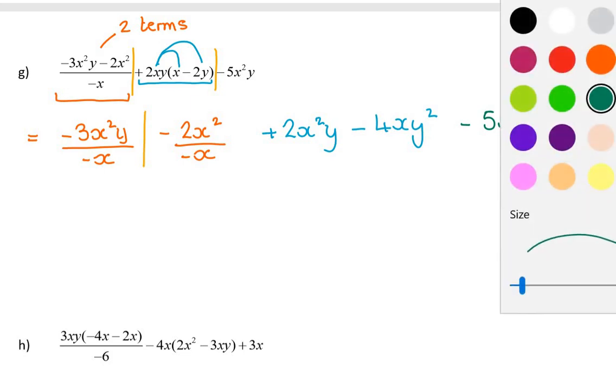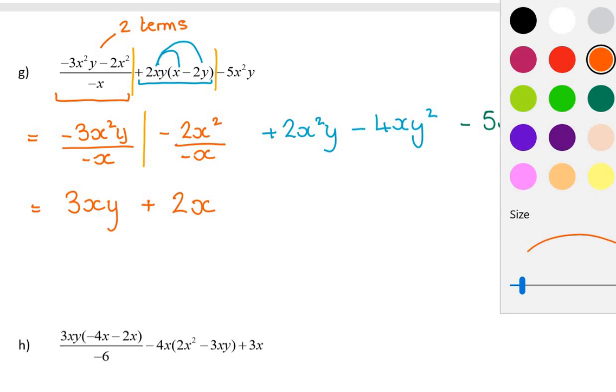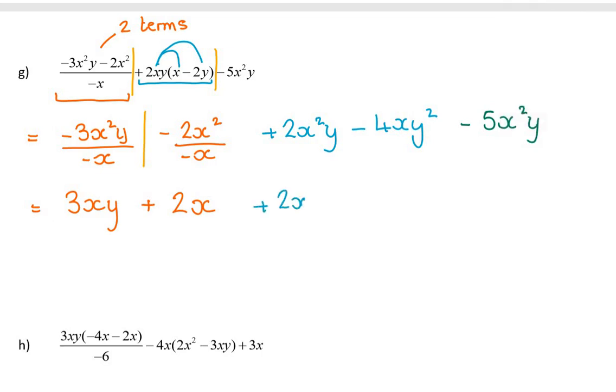So I haven't finished simplifying each term because these first 2 terms are not yet simplified, but now that they're 1 term over 1 term, I can go and simplify them. So a negative divided by negative is a positive. 3x, only one x left, and a y. And negative divided by negative is a positive. 2, and there's only one x left. And now I have plus 2x squared y minus 4xy squared and minus 5x squared y.